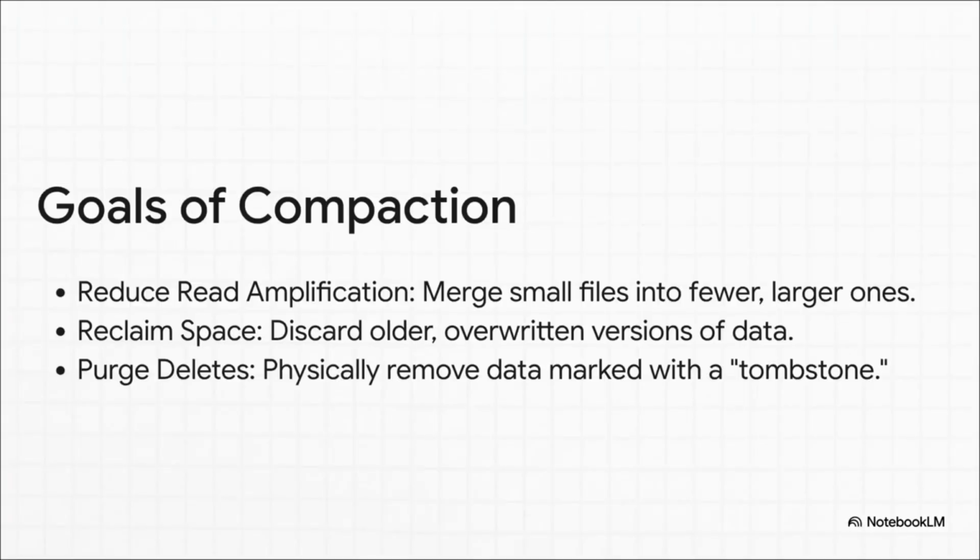So the second part of the solution is compaction itself. Think of it like a background janitor process that's always working. It's constantly merging smaller files into bigger, more organized ones. And it has three main goals. First, reduce how many files a read has to check. Second, get rid of old, outdated data to save space. And third, finally get around to physically removing data that's been marked as deleted.